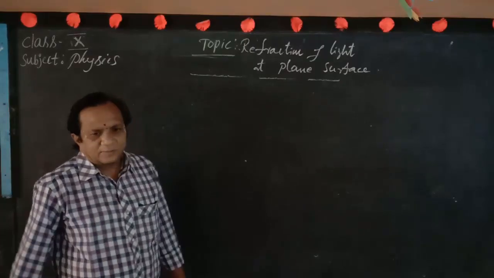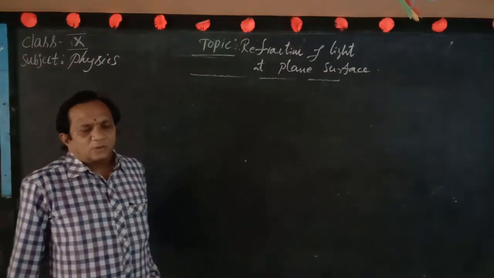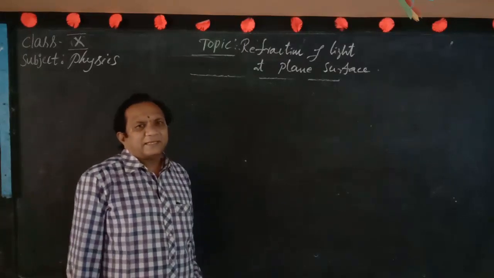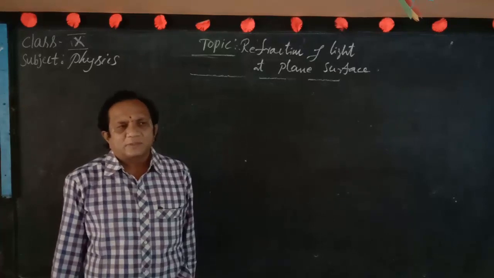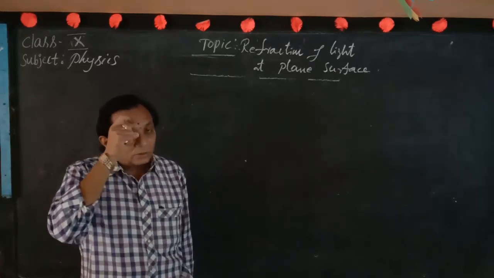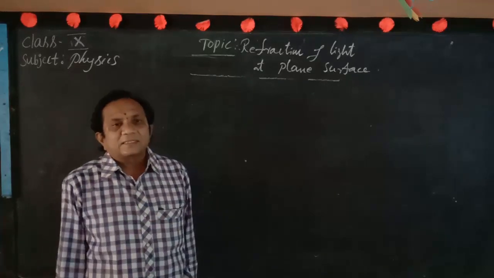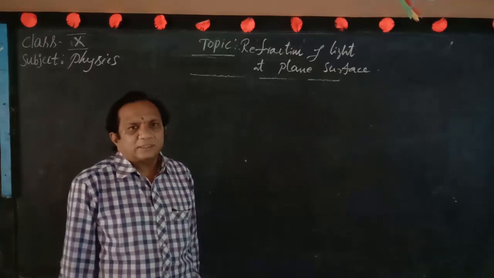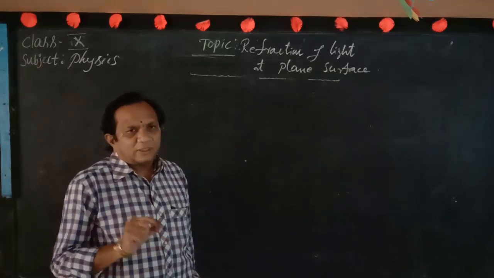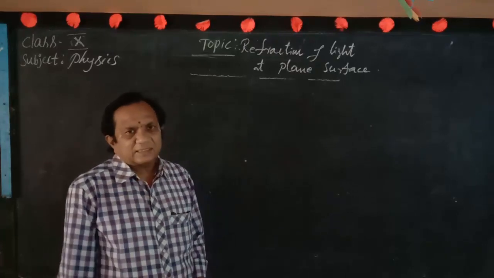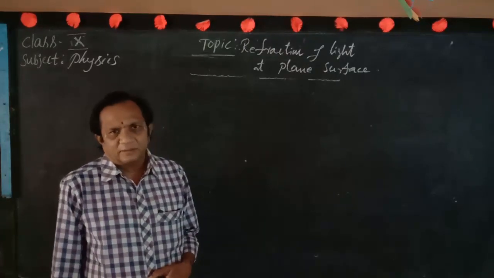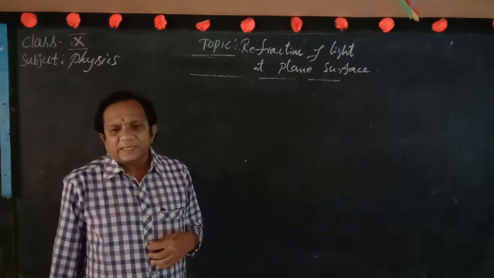In the previous class we discussed total internal reflection and the critical angle. Now we discuss a simple experiment to determine the refractive index of the medium, here a glass slab. Its refractive index we know is 1.5, and that we have to prove experimentally.